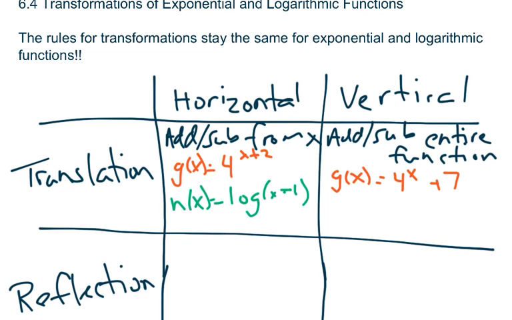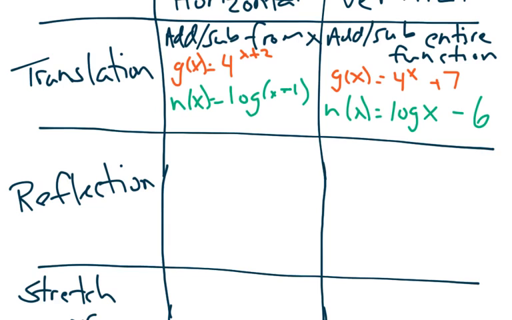And again, with logarithmic functions, it works the same way. h of x is equal to, we could say, the log of x, and then we could have minus 6. Okay, so this one would be an example of sliding up. This one's just sliding down, right, and left. Okay, so there's translations in a nutshell.